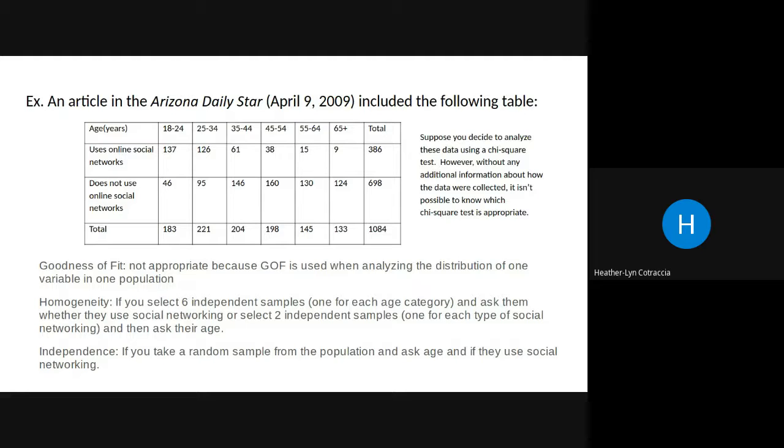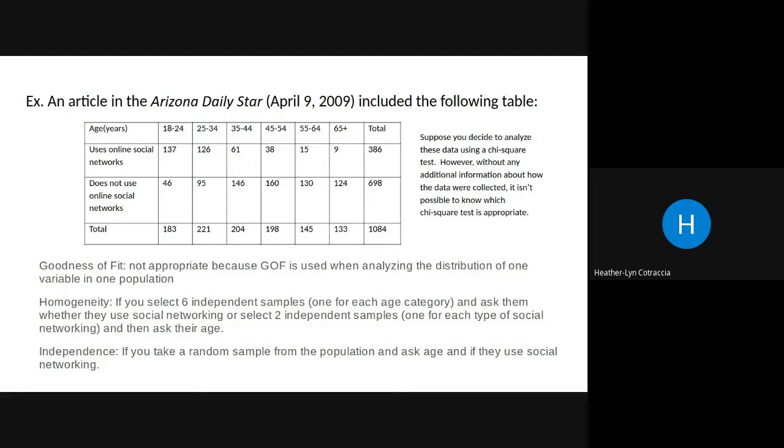If you remember from the main activity that we did, it was with M&Ms, and we were looking at the color of the M&Ms. So it's one thing about that population of M&Ms. So goodness of fit does not work here, because we have a variable of age and a variable of whether they use online social networks or not. If you wanted to use homogeneity, we would need more than one population and something about those populations.